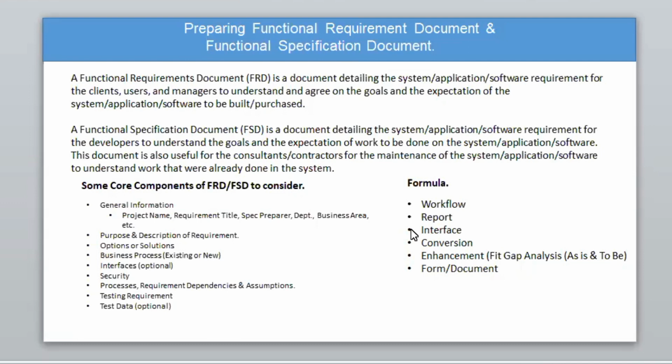Okay, so functional requirement document, FRD, is a document detailing the system or application or software requirement for the client or for a user and managers to understand and agree on the goals and the expectation of the system or application or software to be built or purchased. Most of the time, in places where I've seen FRD, functional requirement documents, being used is when an organization is trying to procure a software or an application from a vendor.